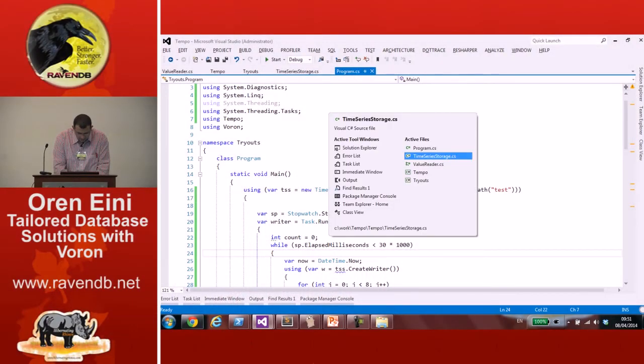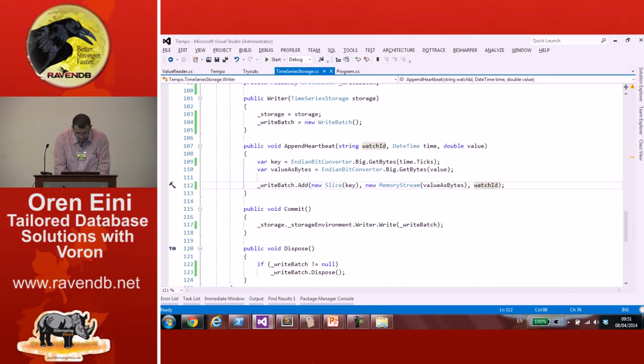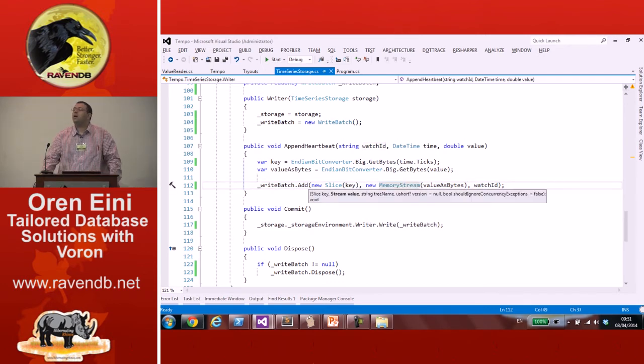More questions? Yes? How would the demo change if you were providing complex data instead of just an array of numbers? The API that Voron exposes is this thing. Basically, the value is a stream. So if you want to store complex data, go right ahead, it's not a problem.